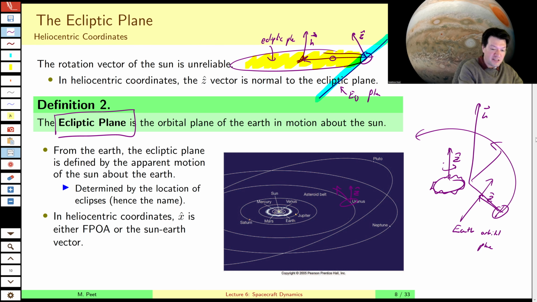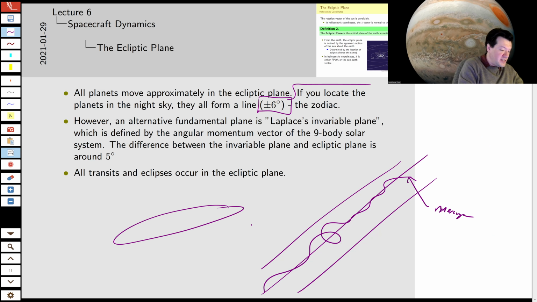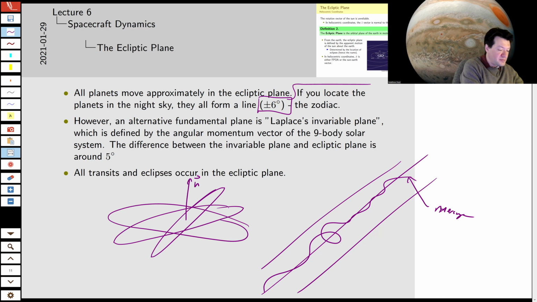And so in Laplace's system, you take the n bodies in the solar system, and they form an angular momentum vector. And that angular momentum vector is our fundamental plane in Laplace's invariant plane. Fortunately, the difference between the invariable plane and the ecliptic plane is not substantial, only around 5 degrees. I think, well, I know, it says 5 degrees, so I'll say it's 5 degrees. So technically, Laplace's invariable plane is a better choice than the ecliptic plane.